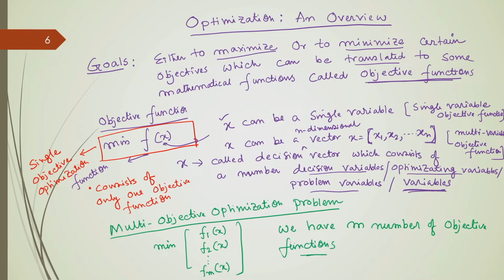Okay. So, we call this type of optimization problem an m objective optimization problem, where we have m number of objective functions. This multi objective optimization problem is a complex problem, and I am going to discuss it in the next lecture. Today, let us focus on the single objective optimization problem.